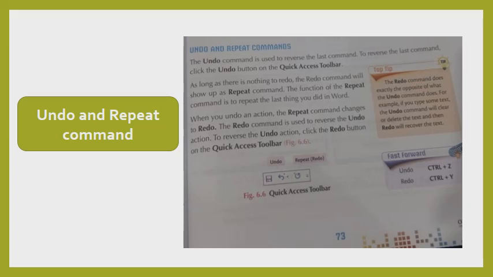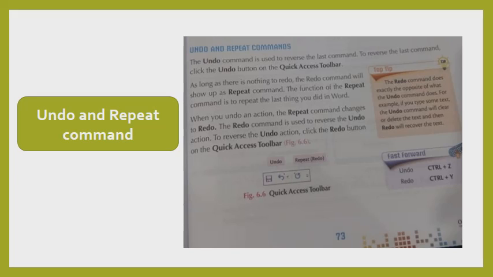As long as there is nothing to redo, the redo command will show up as repeat command. The function of the repeat command is to repeat the last thing you did in Word. Whenever you undo an action, the repeat command changes to redo. The redo command is used to reverse the undo action. To reverse the undo action, click the redo button on the quick access toolbar.